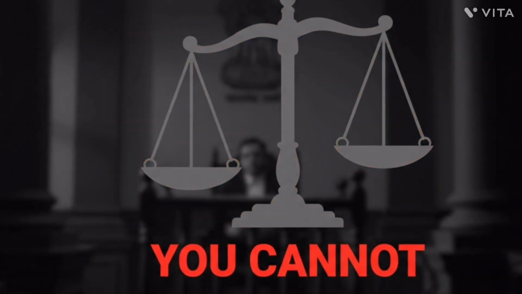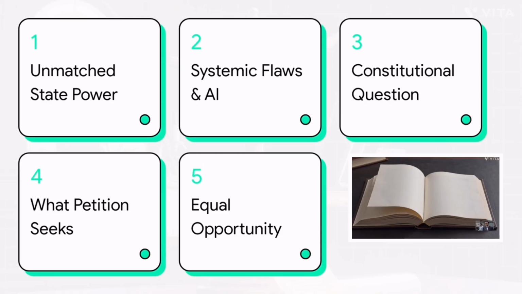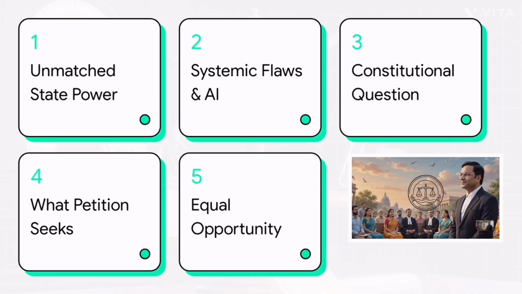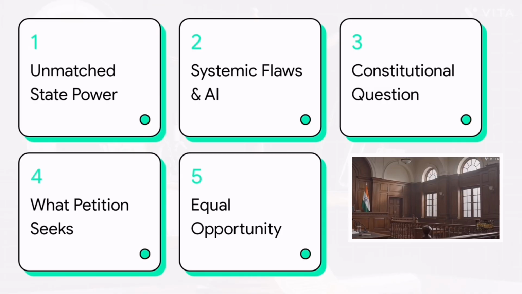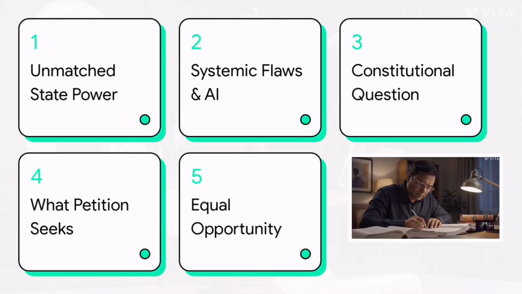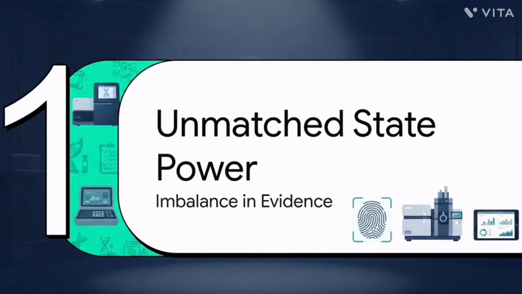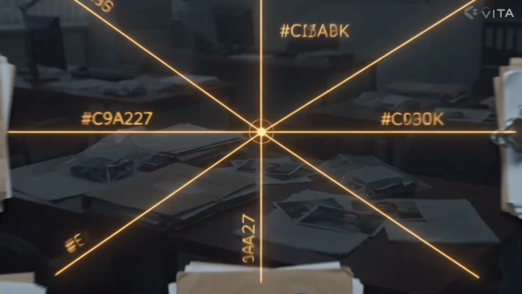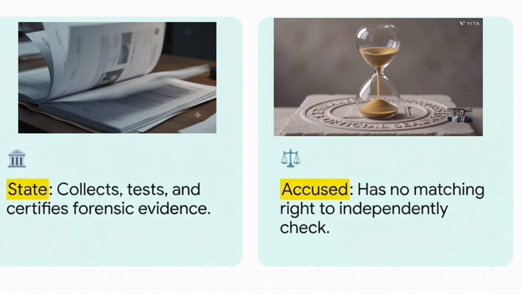We're going to quickly map out this petition by looking at the unmatched power of the state, systemic flaws in AI threats, the constitutional question at play, what the petition specifically seeks, and finally, equal opportunity before liberty. So starting off with Section 1, unmatched power of the state and the stark imbalance in forensic evidence. This right here is the absolute core of the problem.